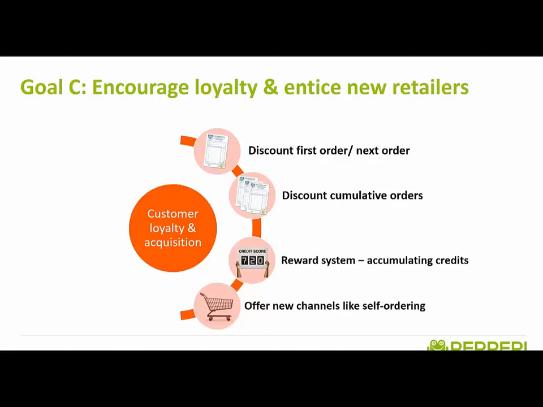For example, if we want to encourage loyalty and entice new retailers, one of the ways to do it is to have a reward system, accumulate credits. If you do this in the format of a game, sharing the information among retailers, or having your retailers compete between themselves to reach a certain goal, then you're playing a game with them, and that's going to be very successful. Other ways are discounting the first order for new retailers or the next order for existing ones, discounting cumulative orders, and offering new channels like self-service.